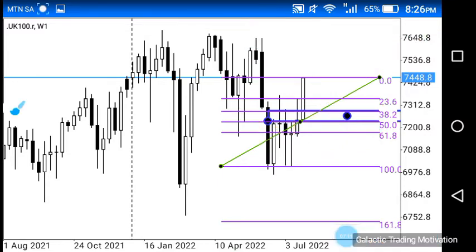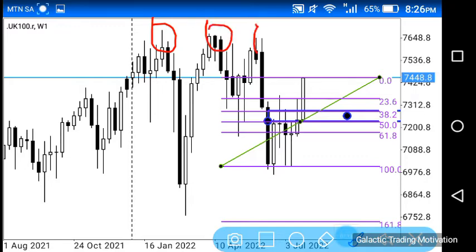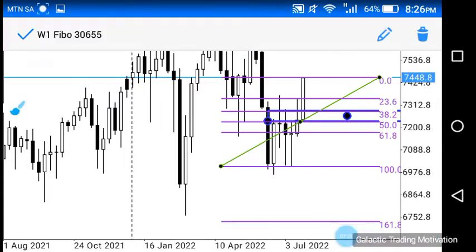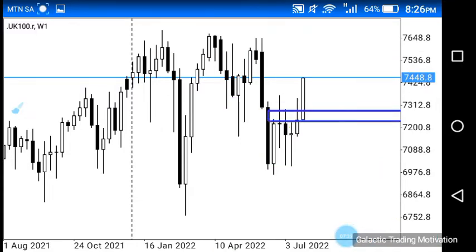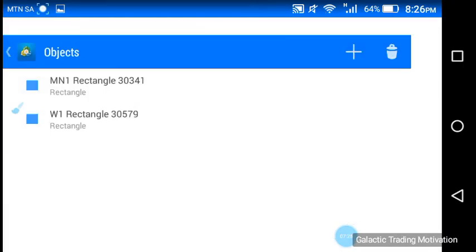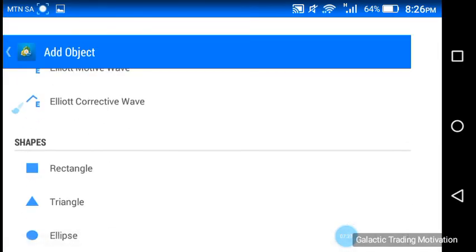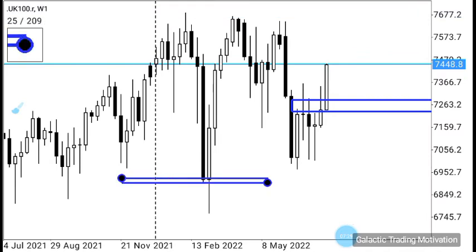And that is because we had a touch here, a touch over here, a touch over there, and a third touch over there. So this is a very strong area of resistance. What I want to do now is mark that area of resistance, because it is also extremely important.